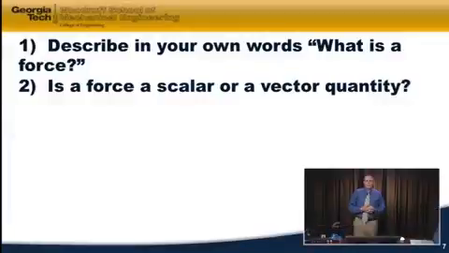Next, I'd like you to take some time and think about what is a force, or research what is a force. And is force a scalar or a vector quantity? It should be pretty obvious it's a vector quantity since I just had it on my last slide, but why is it a vector quantity?